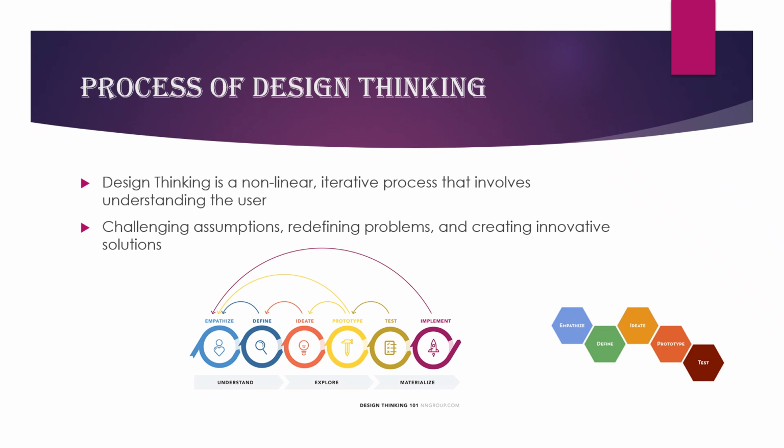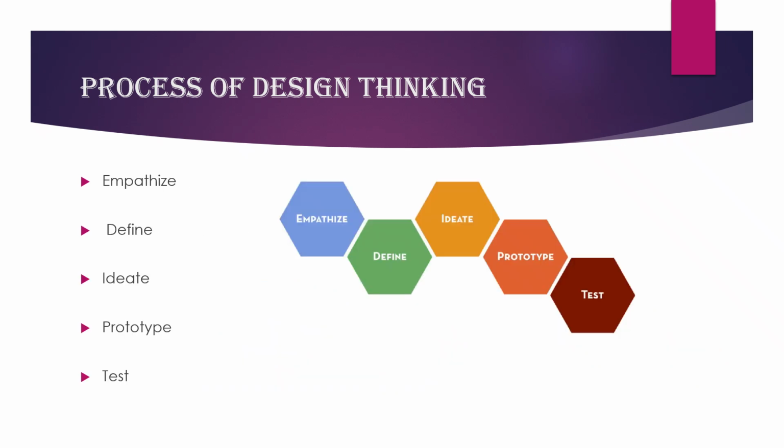There are different types of design thinking process, at least 5 stages. These 5 stages are very important in defining the process of design thinking. We have empathize, define, ideate, prototype and test. This is the process of design thinking stages.